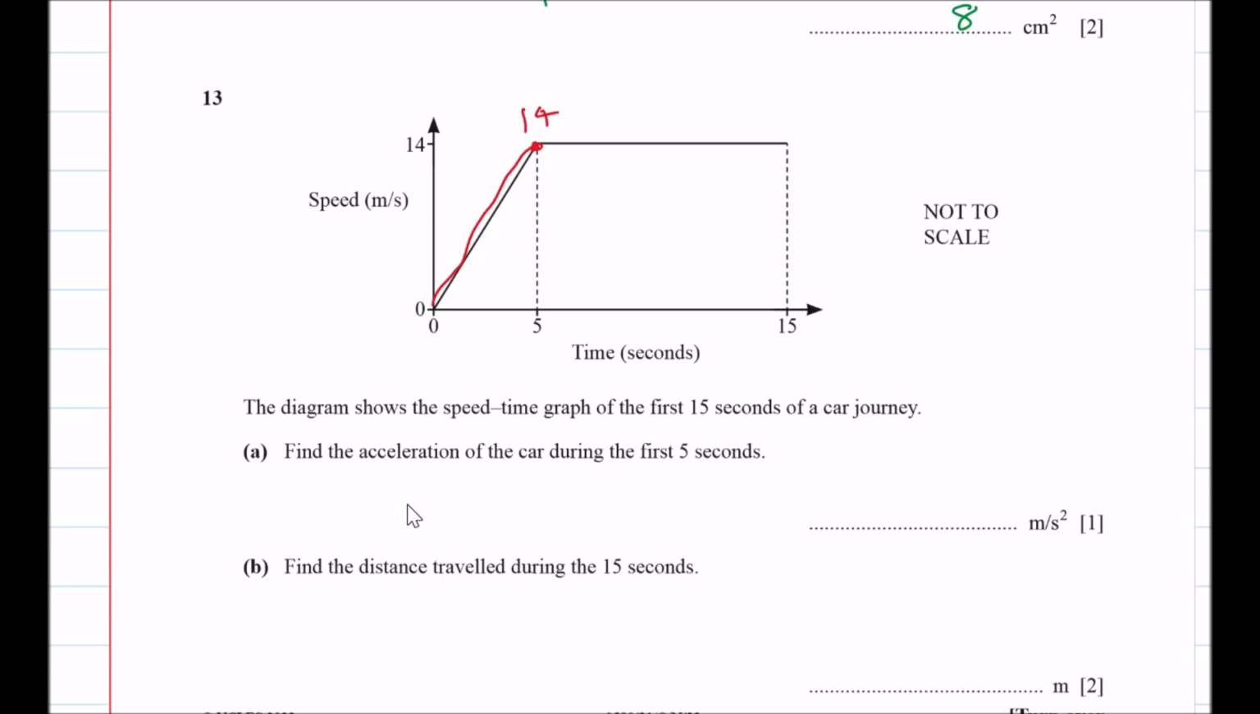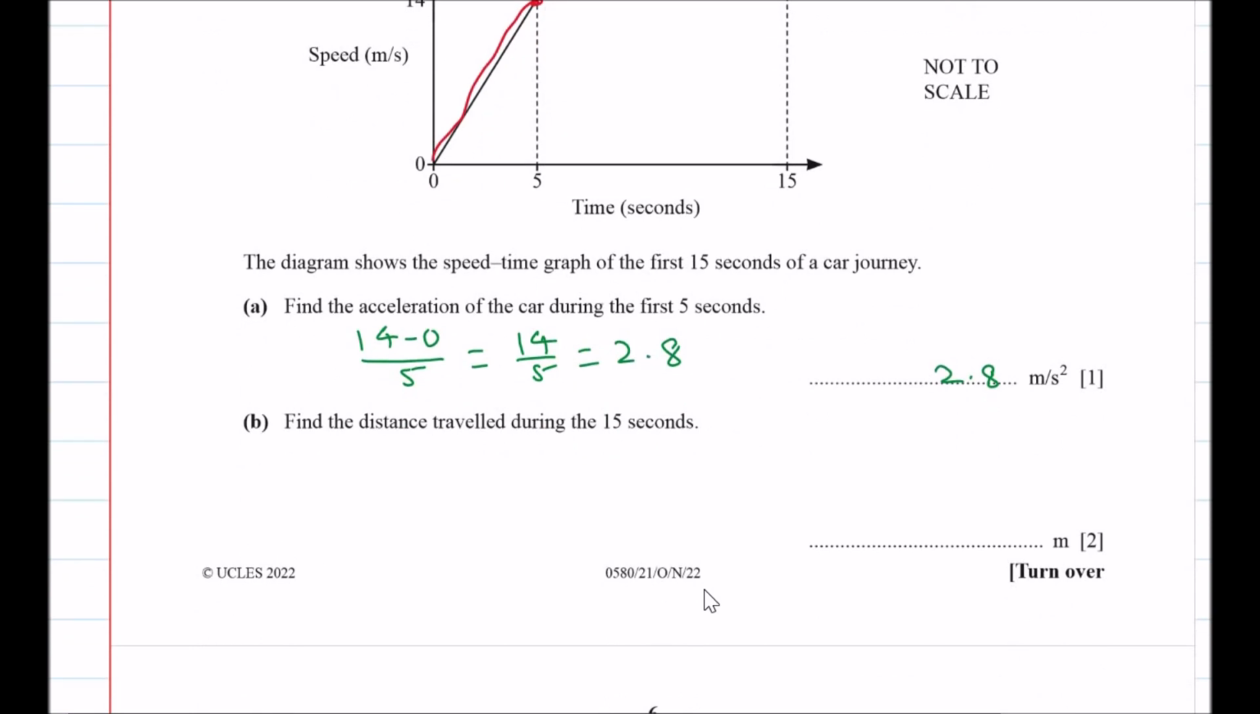And we know that acceleration equals final velocity minus initial velocity divided by time taken. So 14 minus 0 divided by 5. So that is 14 by 5 and that gives us 2.8. So answer is 2.8 centimeter per second square. Okay. Now part B, find the distance traveled during the 15 seconds.